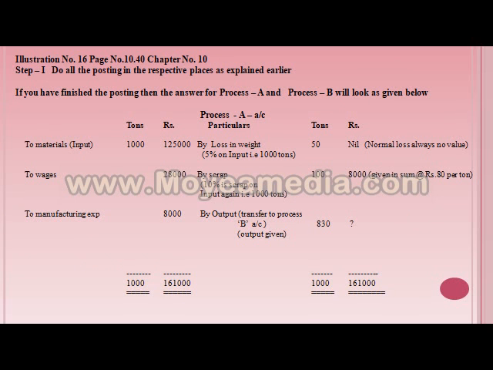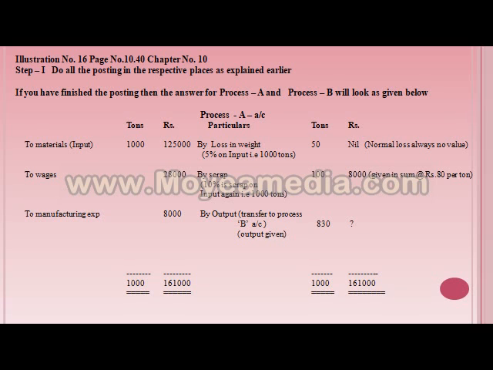Now, let us see process costing with an example from a textbook. Let us go to illustration number 16 of page number 10.40 from chapter number 10. Let me explain the sum first. It is given that the product of a manufacturing concern passes through two processes A and B, and then to finished stock.